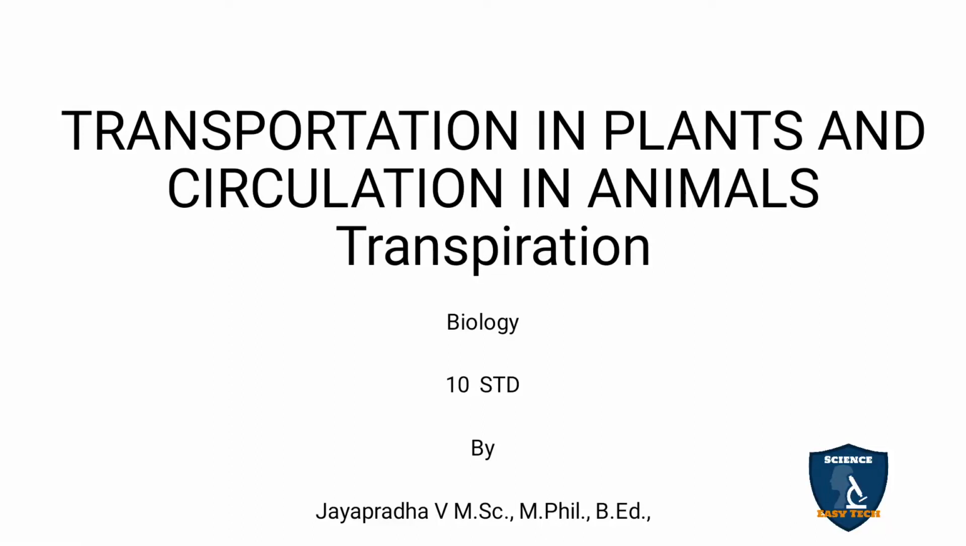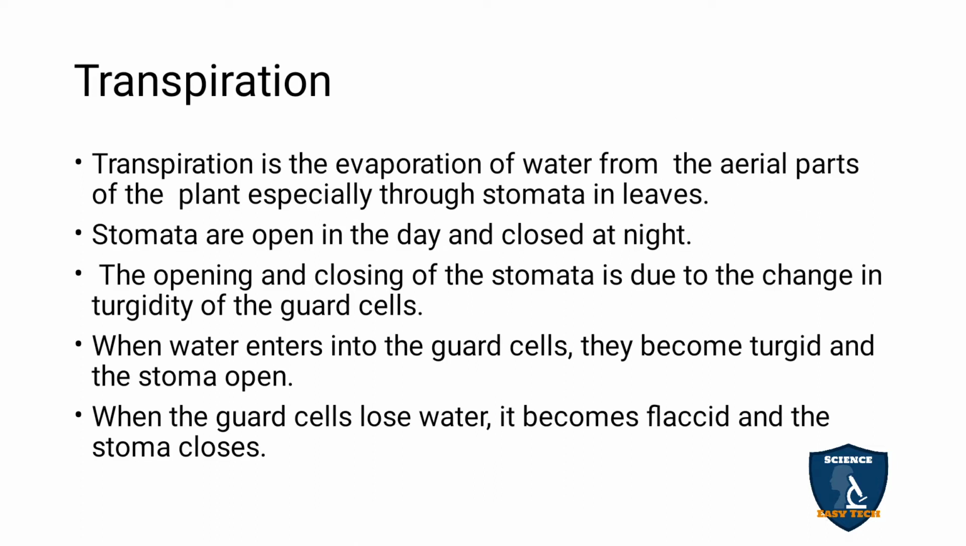We're going to discuss transpiration in transportation in plants and circulation in animals. Transpiration: the water evaporates in the form of water vapor from the leaves of the plants. This process is called transpiration. So here we will see the definition. Transpiration is the evaporation of water from aerial parts of the plant, especially through stomata in leaves.